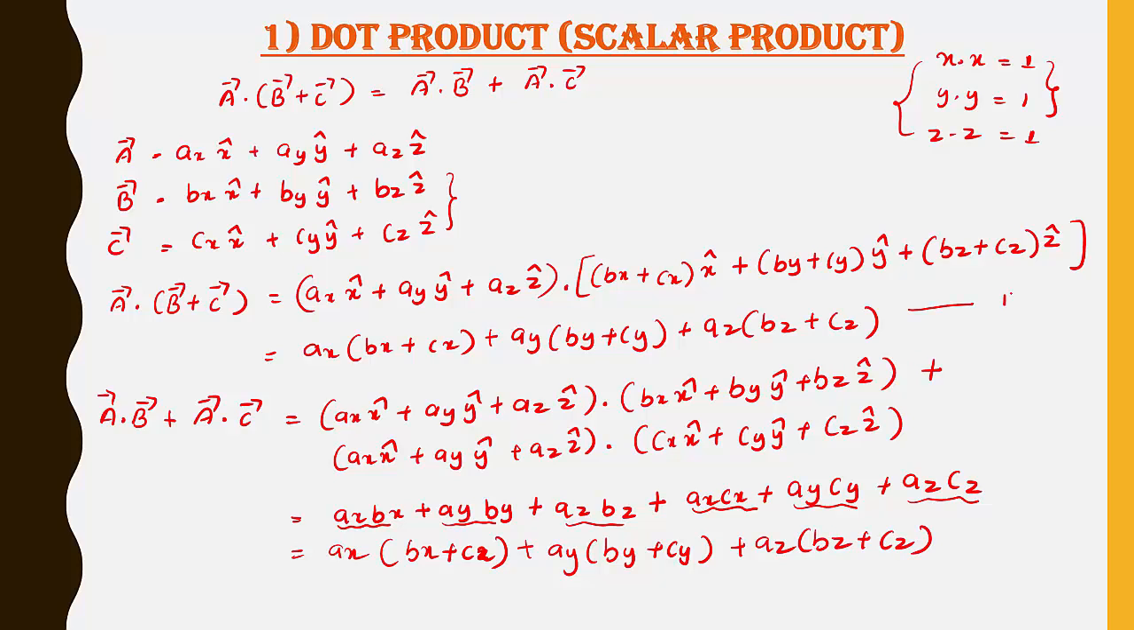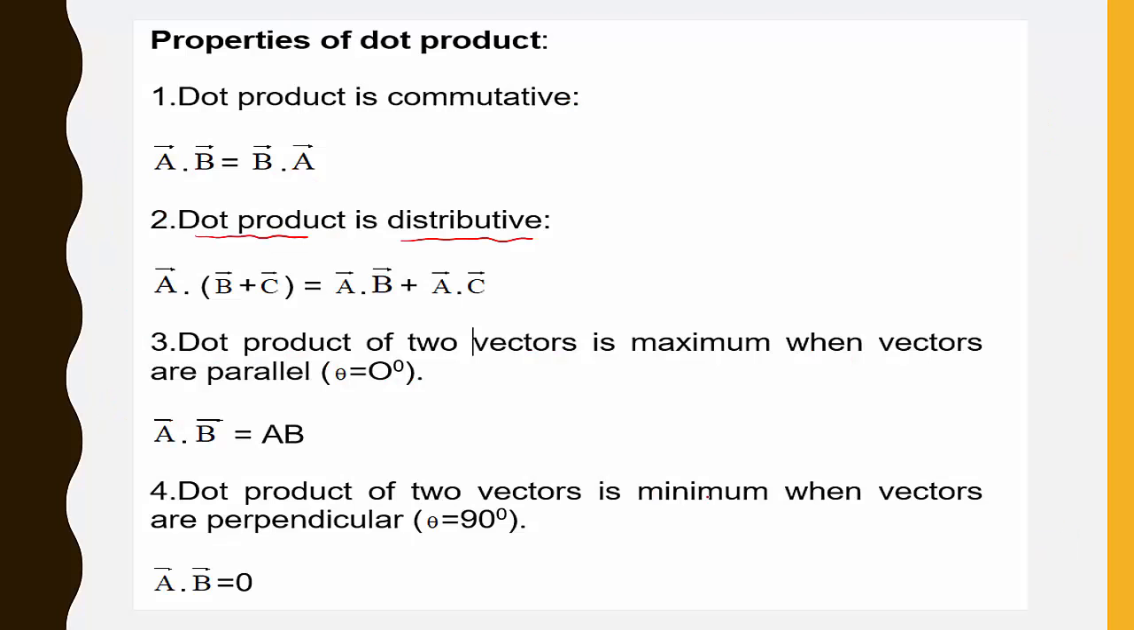Now observe the LHS side and RHS side. Both are the same. Observe equations 1 and 2, both are the same here. That proves dot product is a distributive property: vector A dot (vector B plus C) is equal to vector A dot B plus vector A dot C. So this is the second property. The first one is that dot product is commutative. The second one is that dot product is distributive. Then in the next session we can study the remaining properties.